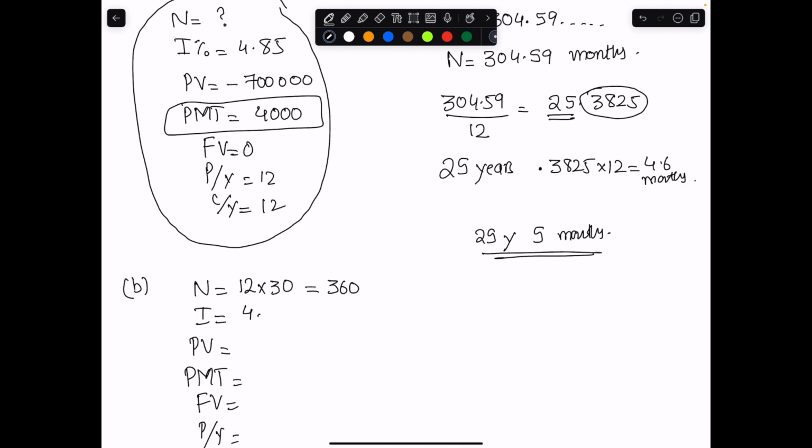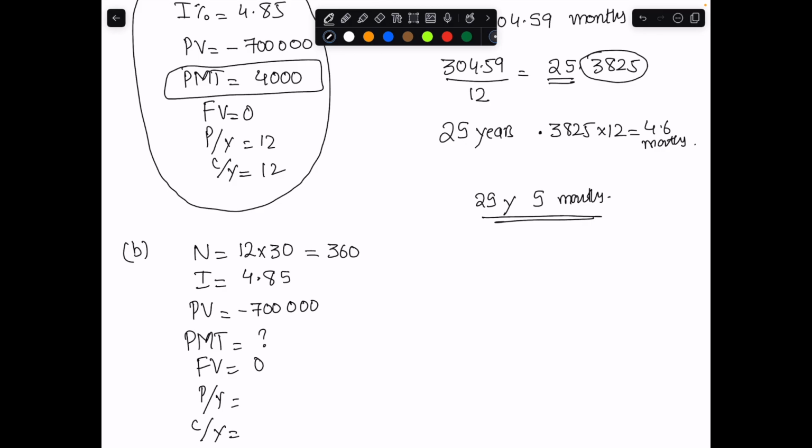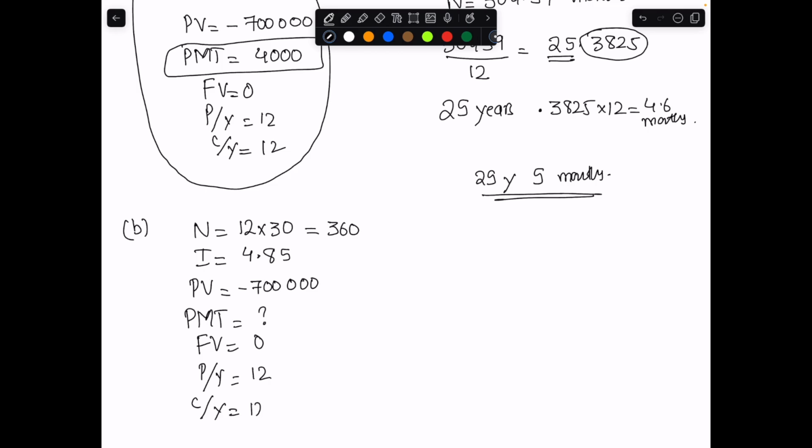The interest rate is going to be the same, 4.85. The initial investment present value is still going to be the same, 700,000. Now PMT, or the withdrawal, is something we need to find: based on these values, how much withdrawal per month she can afford. The future value again is going to be 0 because we want our investment to run out after 30 years. And P/Y and C/Y are still going to be 12. Let's try to put this in the calculator and see what answer we get.